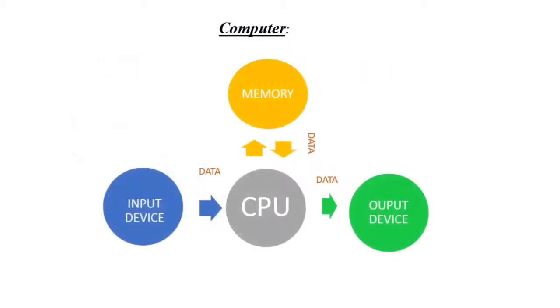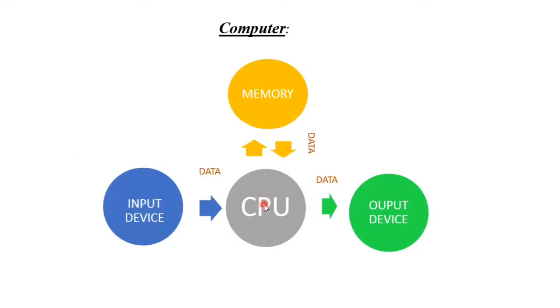So, if I say to define computer, then if you are thinking that a single device which performs every task is computer, so you are predicting wrong. Let's understand this by this picture. Here in the middle you can see CPU, that is central processing unit. We all know that each and every operation is performed in CPU.